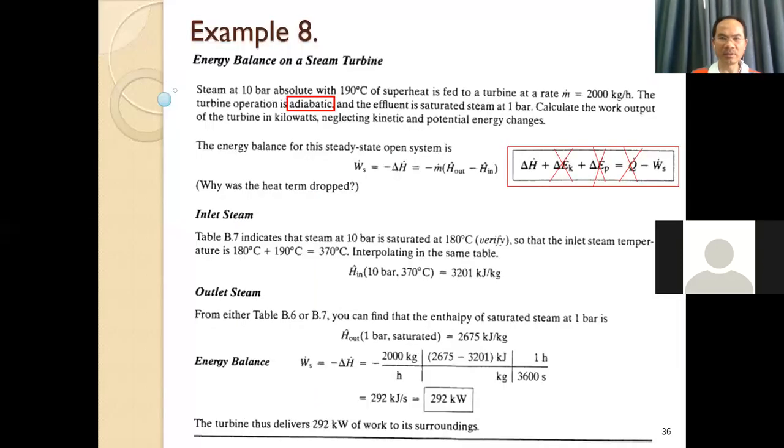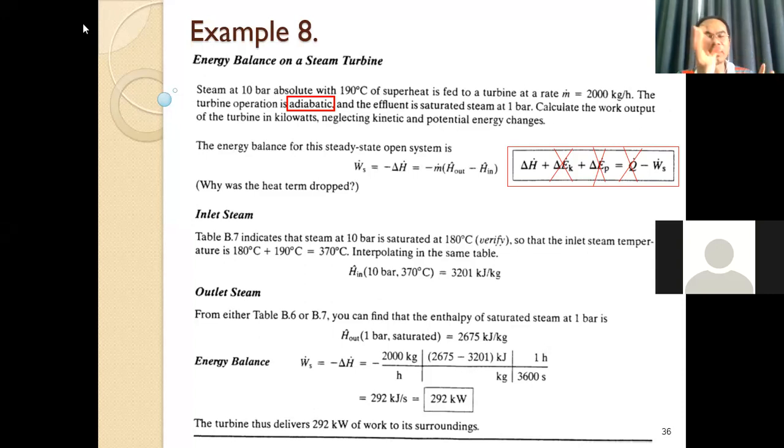Okay, the next example, we will apply the energy balance. In Example 7, we only used the steam table. But in Example 8, we apply the energy balance and also use the steam table as the information for the energy balance. For this case, we have steam at 10 bar absolute with a temperature of 190 degrees of superheat.